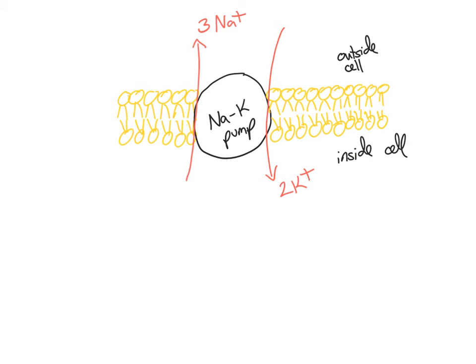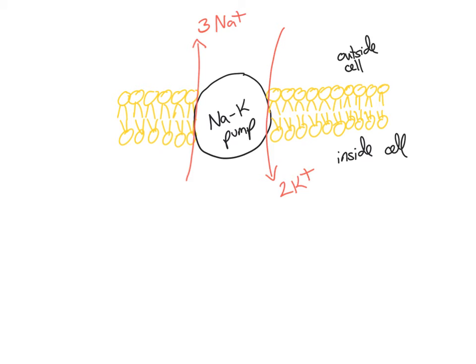Now imagine this scenario actually happening in a cell. You are losing 3 positive charges out of a cell for every 2 positive charges that are coming in. So overall, the cell is losing more positive charges than it is gaining. So overall, you're going to end up with a potential difference between the inside and the outside of the cell.